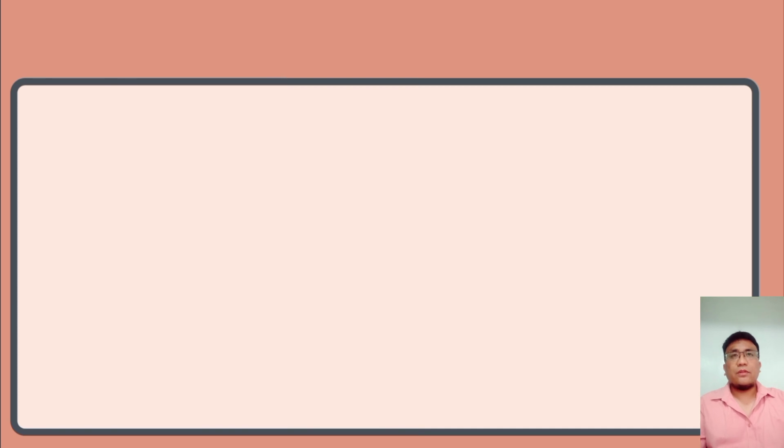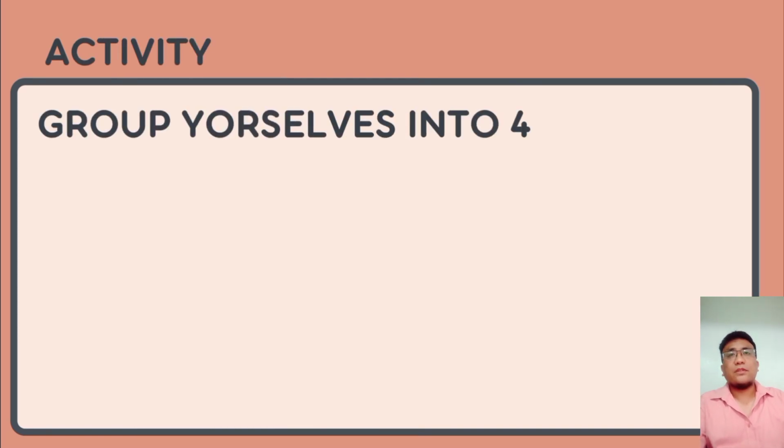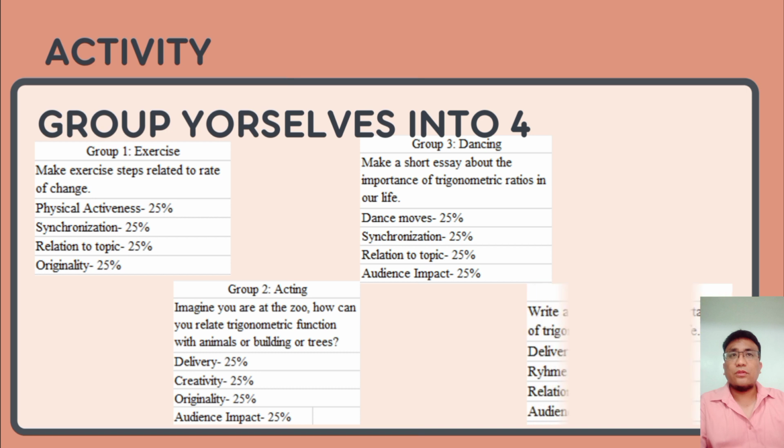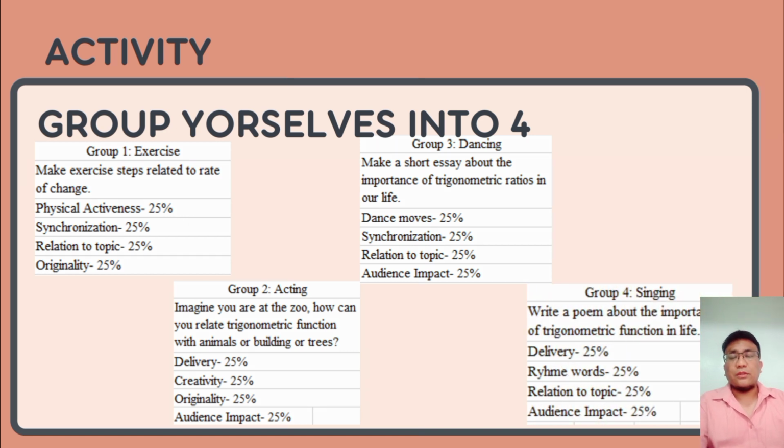So now, from what we learned, we will have an activity. Group yourselves into four. Group 1 will perform exercise, make exercise steps related to rate of change. Your rubrics or scoring: physical activeness is 25%, synchronization is 25%, relation to topic, which is the differentiation, is 25%, and originality is 25%.